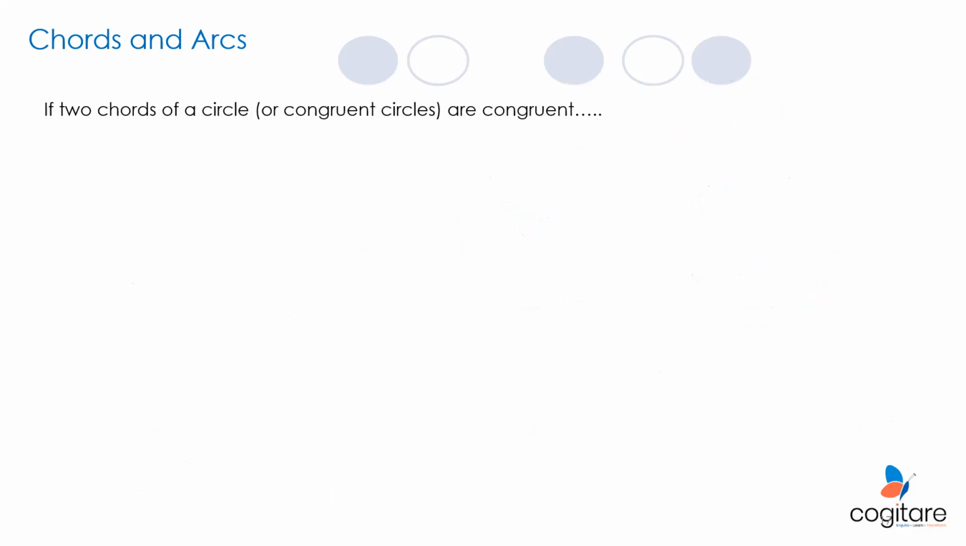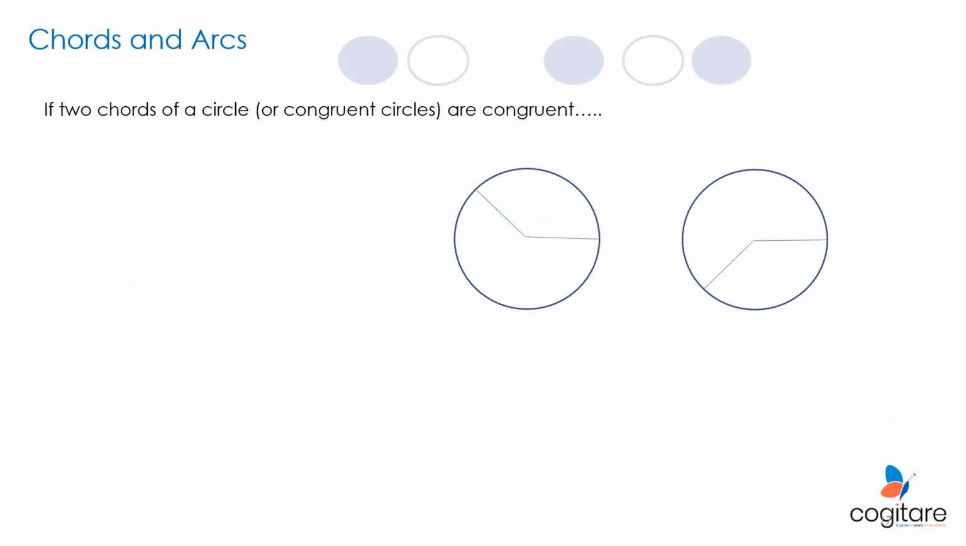The next one. Now we're going to talk about chords that are equal in a circle, or chords that are equal across two congruent circles. If we know that the chords are equal, then what can we say about the arcs? Okay, so it is the same diagram. Let's say center is O, center is P. Okay, this time the difference is that we are starting with the fact that we know that the chord AB is equal to chord CD.